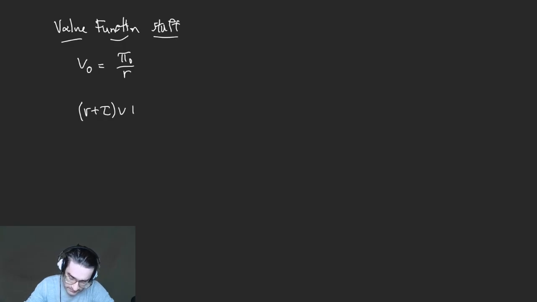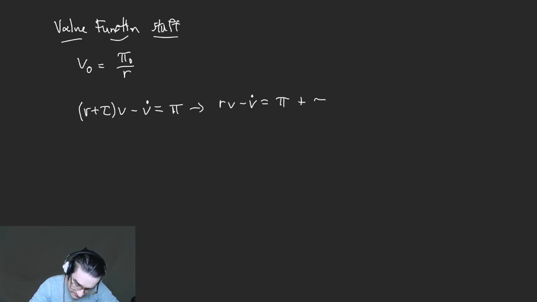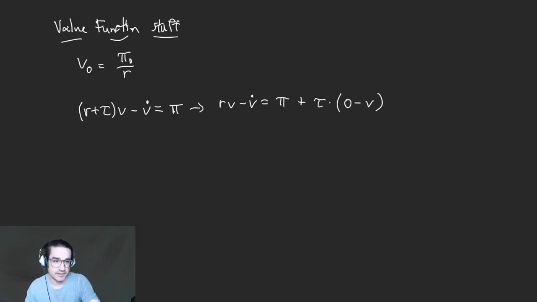So it turns out that, think about the original case that we just showed, where basically this is what we found for our value function. This is what we had before. One way to think about this is keep that RV minus V dot on the left. That's always there. Then we have pi, and then we have a minus tau. But let's write it as plus tau times zero minus V, which is still minus tau. I just put a zero in there. So we had a zero before that we canceled.